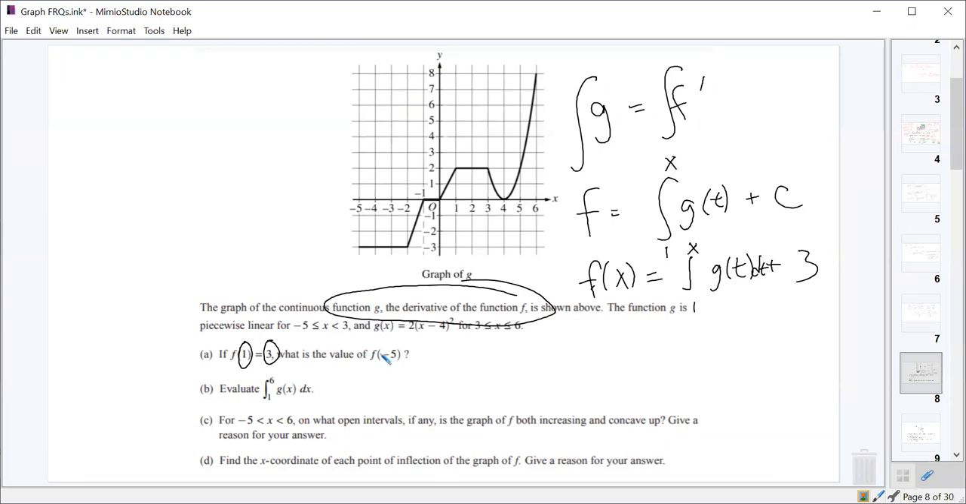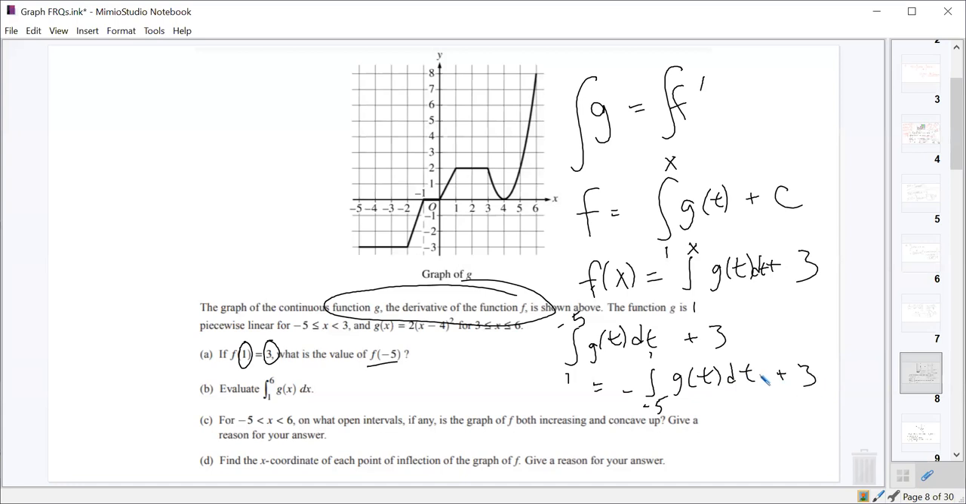Yeah. So then it asks, what's f of negative 5? Well, f of negative 5 ought to be the integral from 1 to negative 5 of g of t dt plus 3. And if we're going to integrate from 1 to negative 5, that means we're going right to left. We don't want to do that. We want to go left to right. So how do we switch those limits of integration? Just change them, yep, and put a negative out in front. So negative the integral from negative 5 to 1 of g of t dt, plus 3.